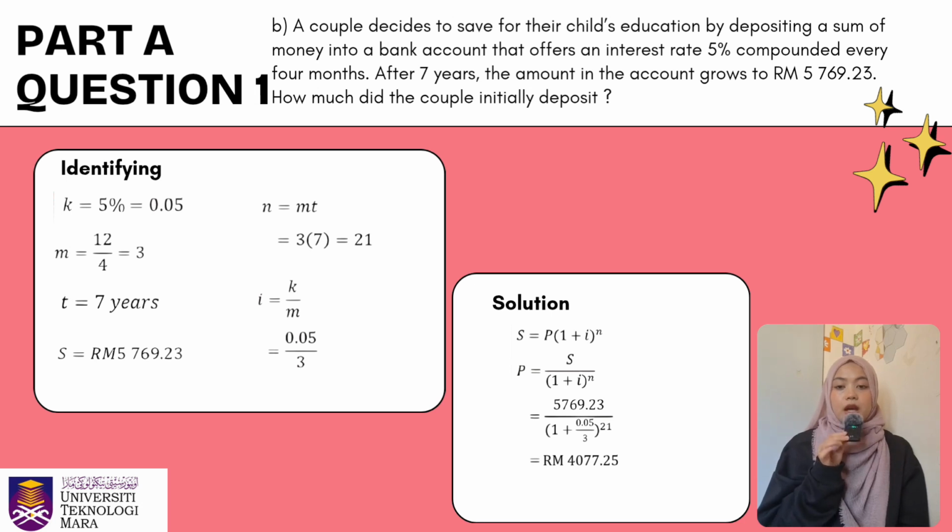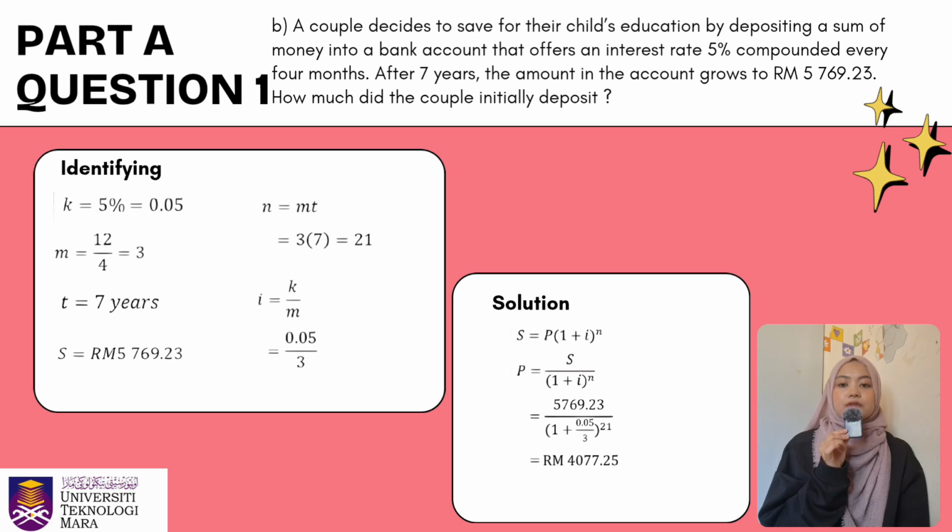For question B, how much did the couple initially deposit? Like before, we will identify the stated values first. The interest rate is 5% compounded every 4 months, meaning K is equals to 0.05 and M is 12 divided by 4 equals to 3. After 7 years, the amount in the account grows to 5,769 ringgit and 23 cents. So that is the value for S, and T is equals to 7.